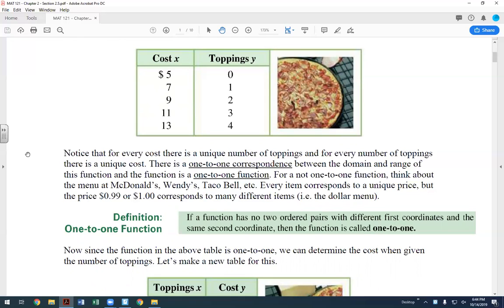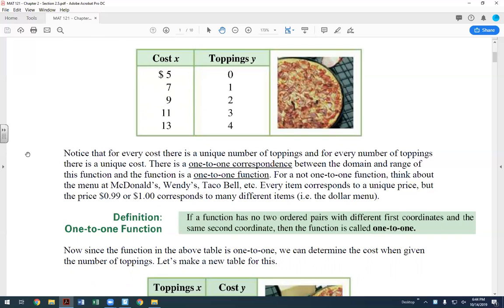If you think about going back to our function definition, we're kind of building up on that. So we're saying there's a one-to-one correspondence between the x and the y values, or between the domain and the range of this function. And we can say the function is one-to-one. This is very, very important.